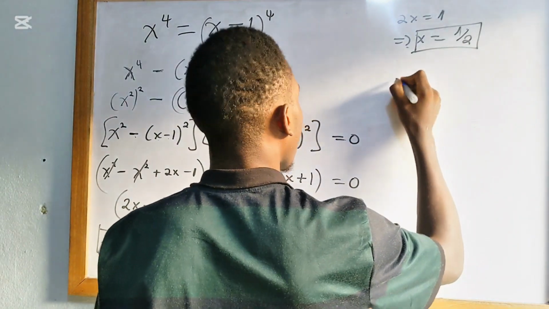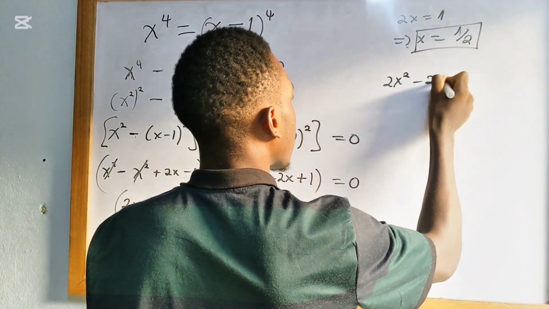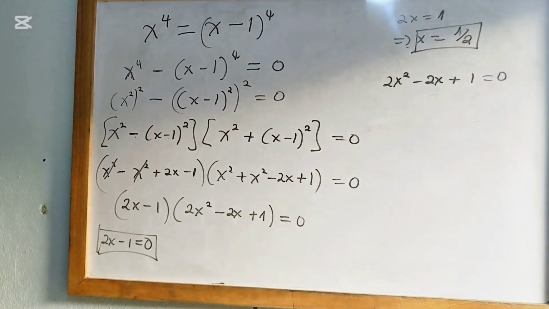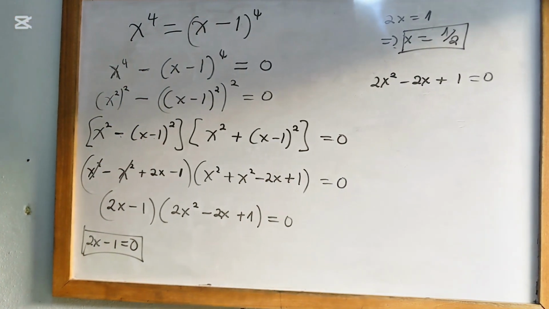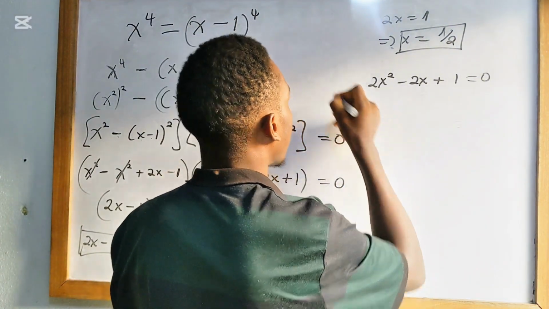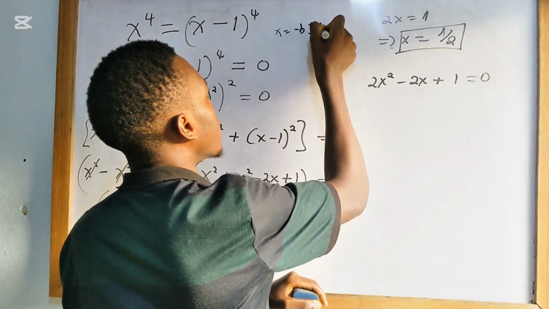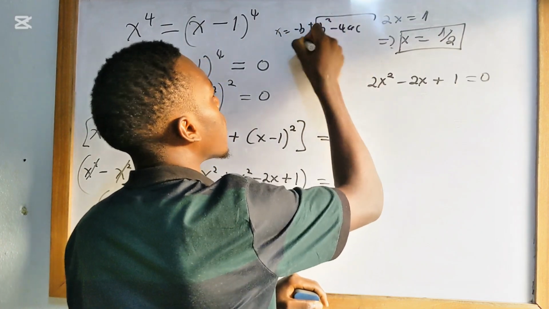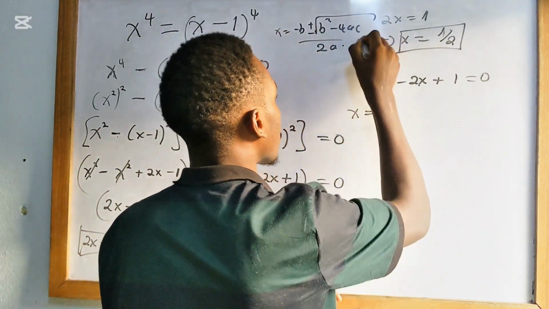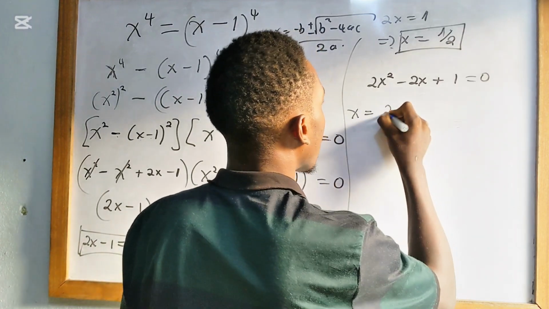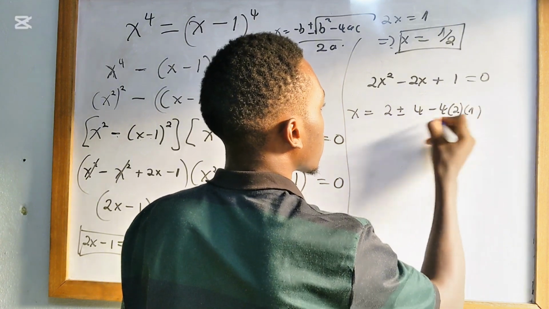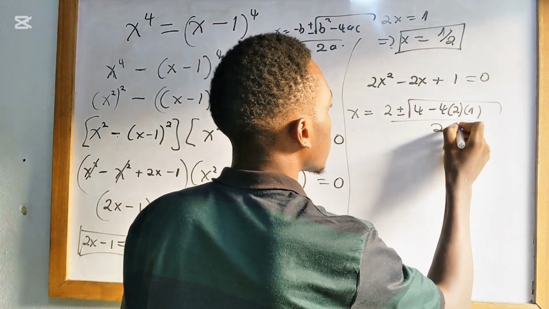That is 2x square minus 2x plus 1 equals 0. We can use the quadratic formula to solve for x here. That is x is equal to negative b plus or minus the square root of b square minus 4ac, all over 2a. Hence, negative b is 2, plus or minus the square root of 2 squared, that is 4, minus 4 times 2 times 1, all over 2 times a, that is 2.